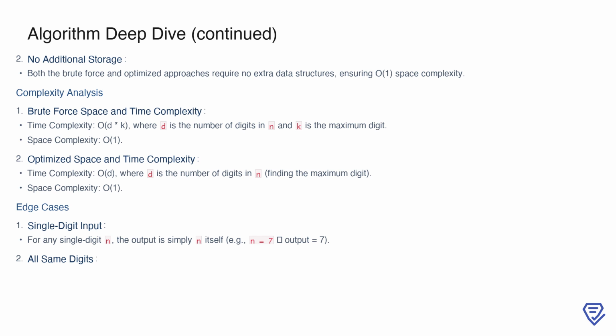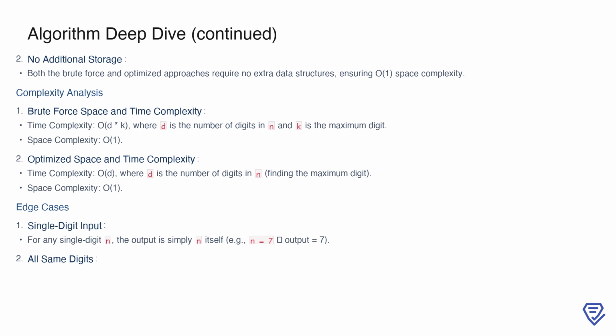The space complexity is O(1), because no additional storage is required. In comparison, the brute force approach has a time complexity of O(d*k), where k is the maximum digit in n, due to the repeated simulations of subtraction. Both approaches require no extra data structures, which ensures constant space usage.